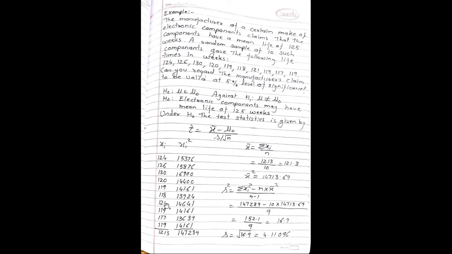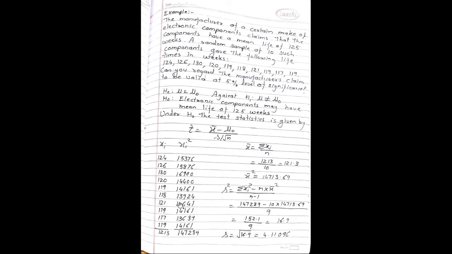So we need the total of the xi column. So let us take the total: 124 plus 126 plus 130 plus 120 plus 119 plus 118 plus 121 plus 119 plus 117 plus 119. So total becomes 1213. So x bar is calculated as summation xi upon n, which is equal to 1213 divided by 10. So the answer is 121.3.